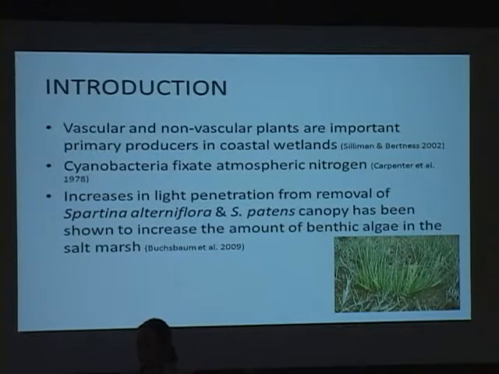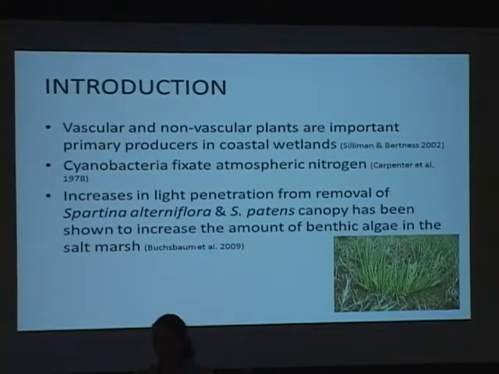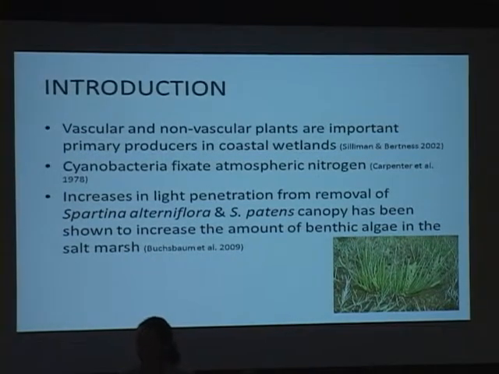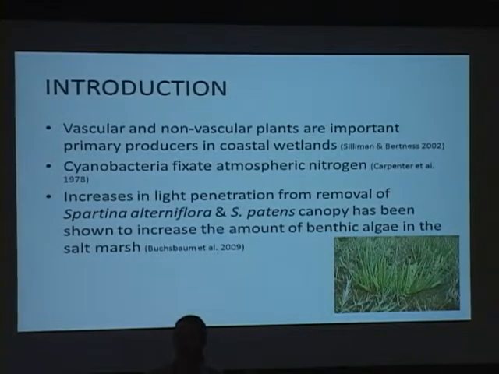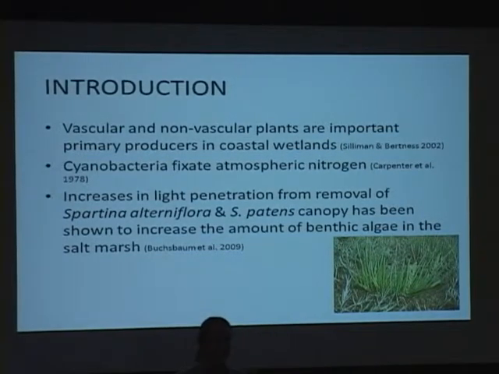And then there was a study in Massachusetts that found that increases in light penetration from removal of Spartina alterniflora and Spartina patens was shown to increase the amount of benthic algae in the salt marsh. So there was salt marsh haying, where they basically removed Spartina, and they found that there was an increase in the benthic algae. And this is very intuitive, because as the canopy layers open up, there's more light penetration, and so algae can colonize and grow because of the light availability.